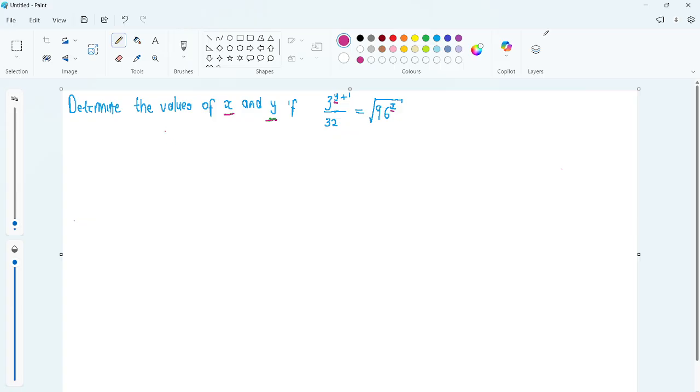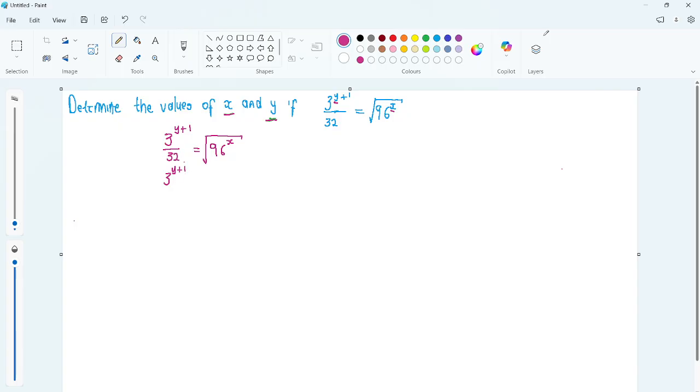So let me write down my problem here. It's 3 all to the exponent of y plus 1 divided by 32, which is equivalent to 96, all to the exponent of x under the square root. This is all under the square root. So now let me break down my problem. I'm going to have 3 all to the exponent of y plus 1.